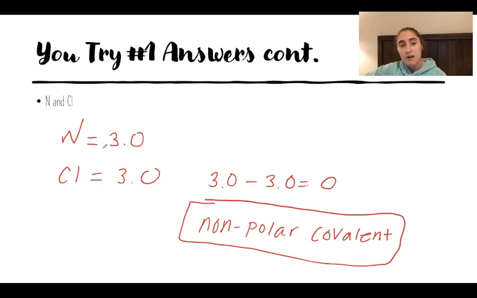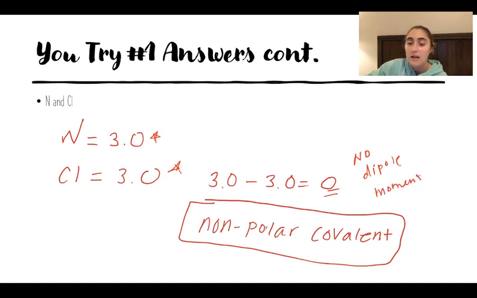In this one, I've got nitrogen paired with chlorine. So I have two of these. They actually have the exact same electronegativity. So my electronegativity difference is 0. That means there is no dipole moment. And if there's no dipole moment, there's no polarity. And if there's no polarity, I would call that a nonpolar covalent bond.